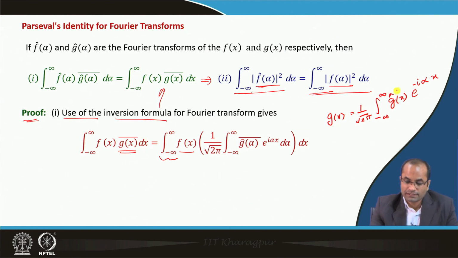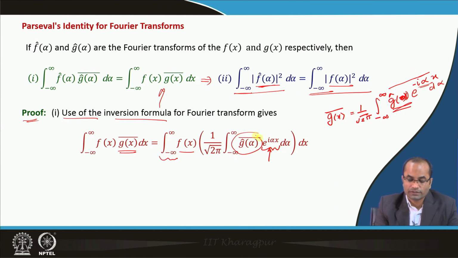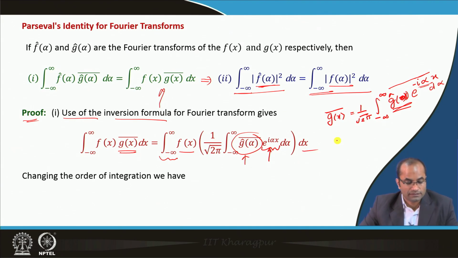So, g(x) means g hat alpha. This is the inverse Fourier transform: g hat alpha e power minus i alpha x d alpha. When we take its conjugate, the conjugate goes to the integrand. So here e power minus i alpha x becomes e power i alpha x, and g hat alpha becomes its conjugate, and then we have this dx there.